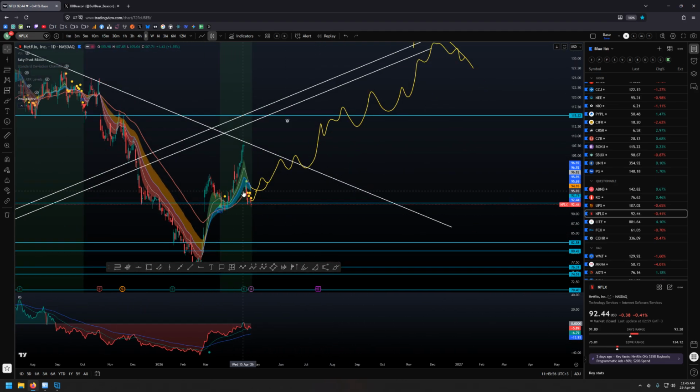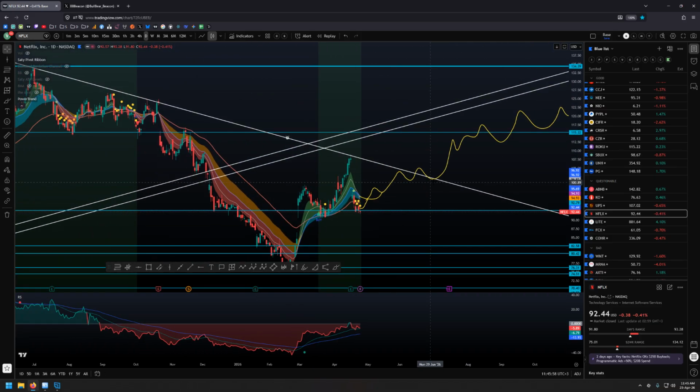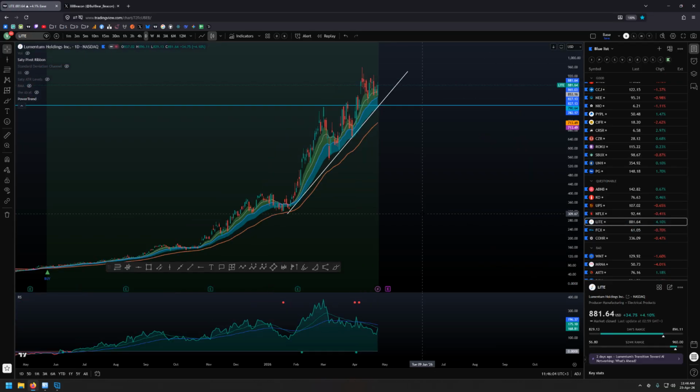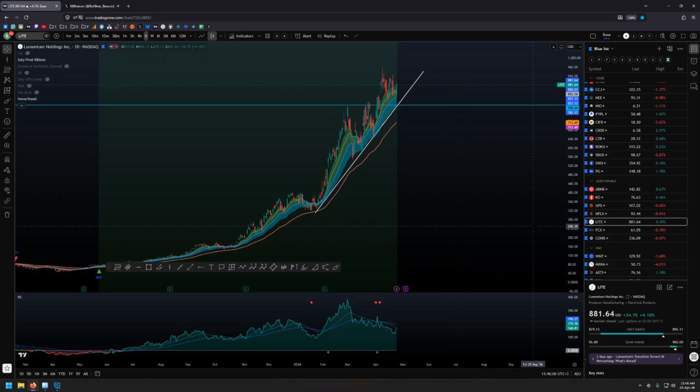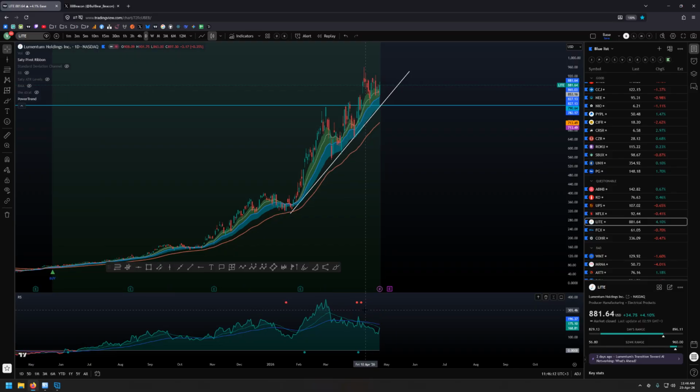But for now, I'm going to give it the benefit of the doubt and wait to see if it can recapture the 21 EMA. Then we have Light, which is questionable because it has a concerning look, but it's also trying to fix that.